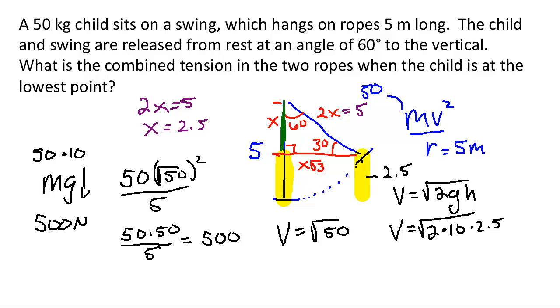In other words, at the bottom of the swing, the child appears to weigh twice as much as it would without the motion of the swing.